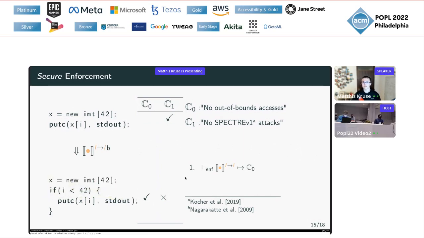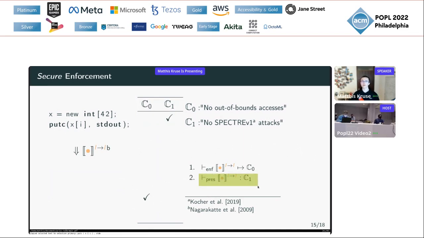In order to fix this, because we want the final program to both robustly satisfy C0 and C1, we add the requirement that the source code instrumentation, namely the compiler from yellow I to yellow I, is also robust with respect to C1.